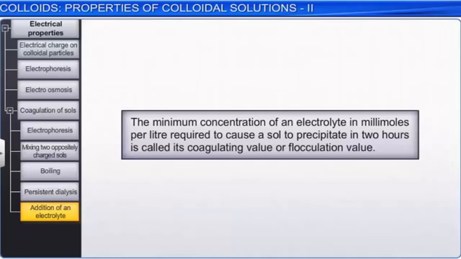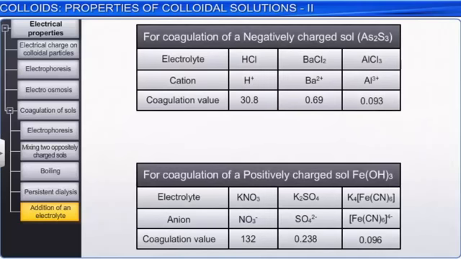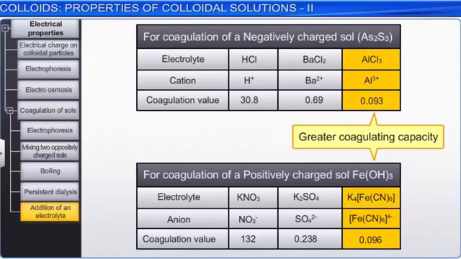You can see from the table that the Al3+ cation and the [Fe(CN)6]3- anion have extremely low values of coagulation value. Therefore, they exhibit greater coagulating capacity as compared to other ions in their category.